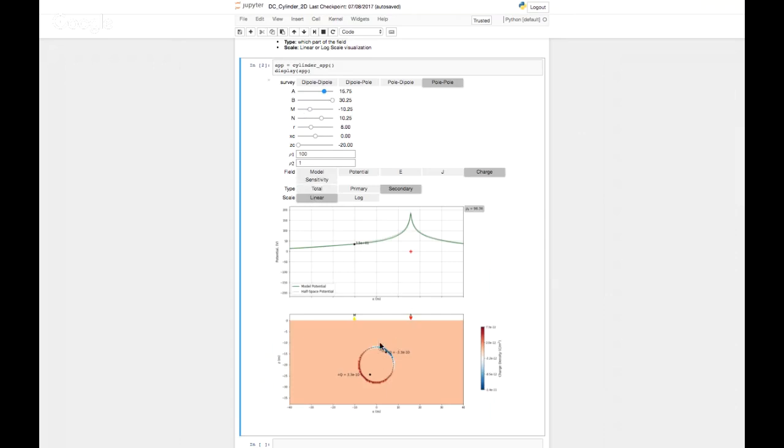So right now we've got a conductive body. We've got a background of 100 ohm meters, and I'm going to put my current back here. So if I'm sitting here, here's my M electrode here.